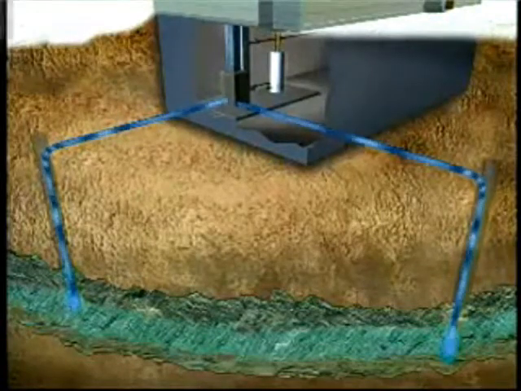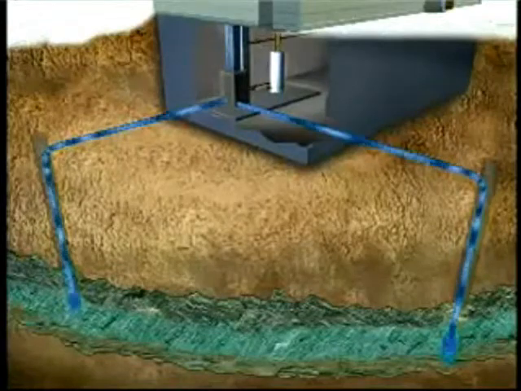Because the system's water supply and discharge are not connected underground, the loop is open.